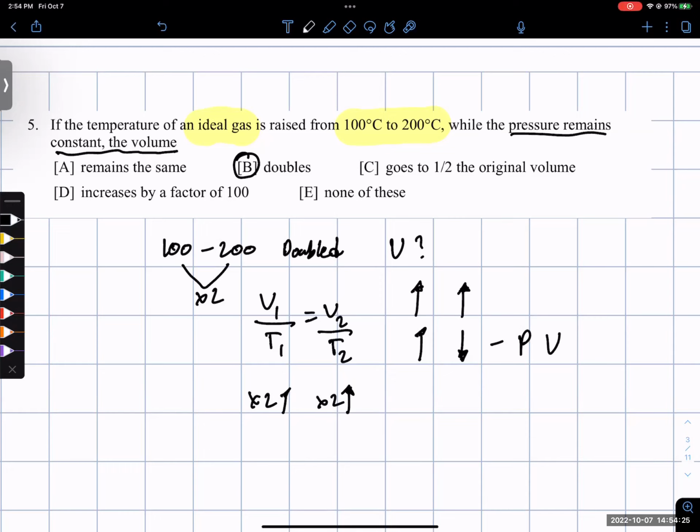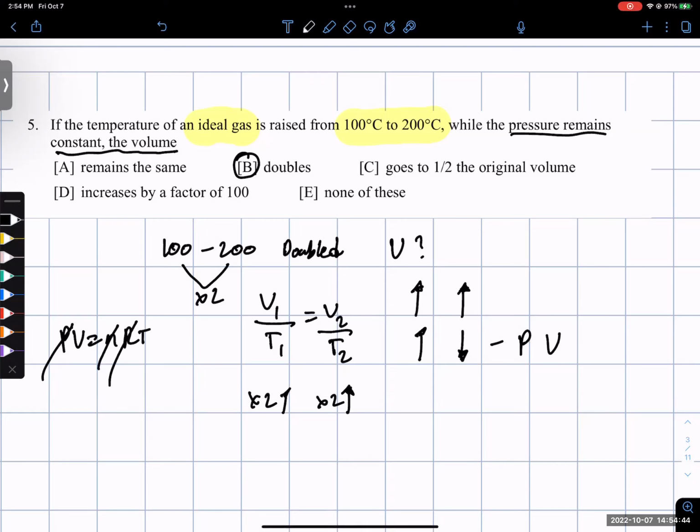Another way you could have done this is to write out the ideal gas law. Anybody know what the ideal gas law is? PV equals nRT. Exactly. So pressure, they already said, is constant, so you can cross that out. n is constant, and R is constant, so you can cross those out too.